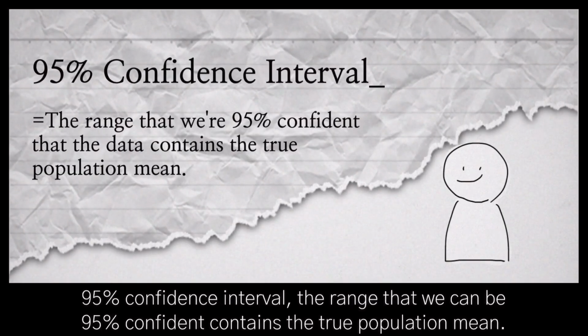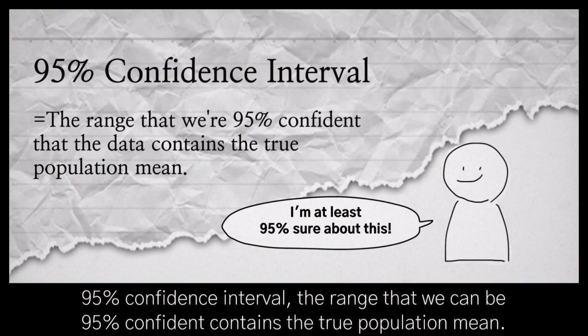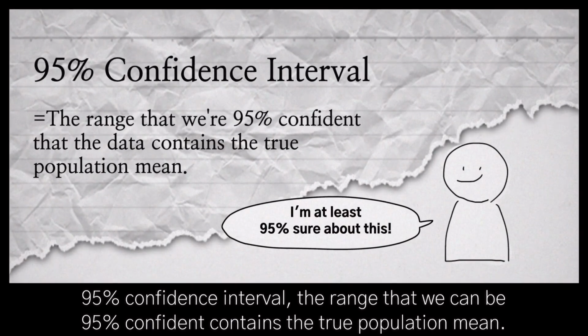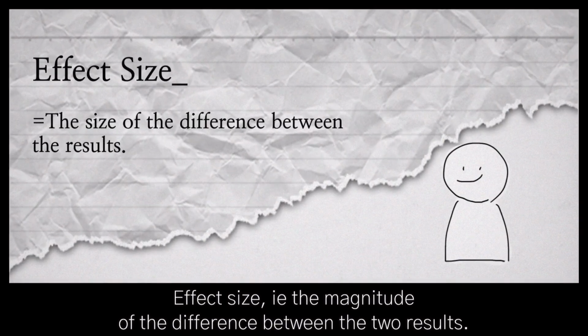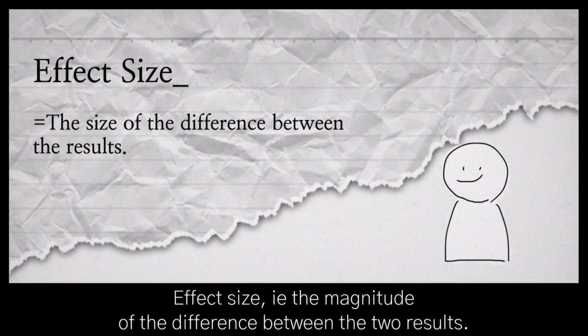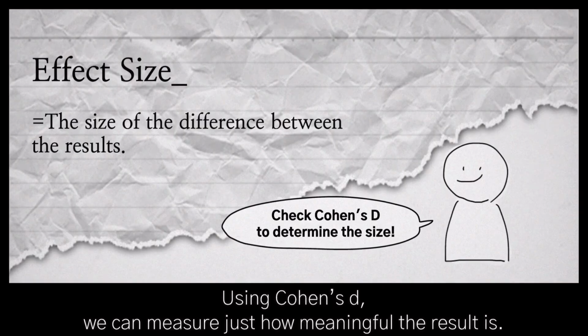95% confidence interval is the range that we can be 95% confident contains the true population mean. Effect size, i.e. the magnitude of the difference between the 2 results. Using Cohen's d, we can measure just how meaningful the result is.